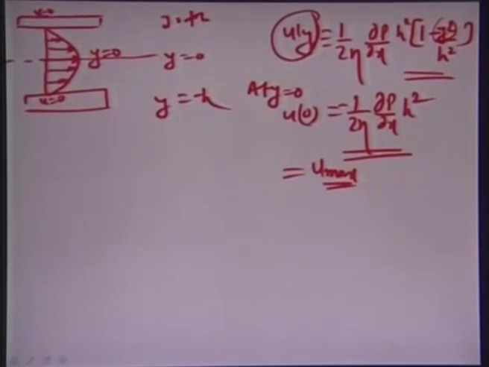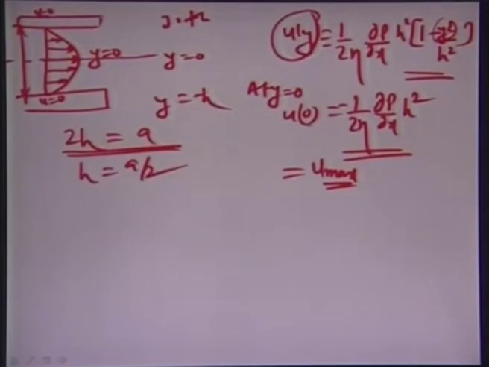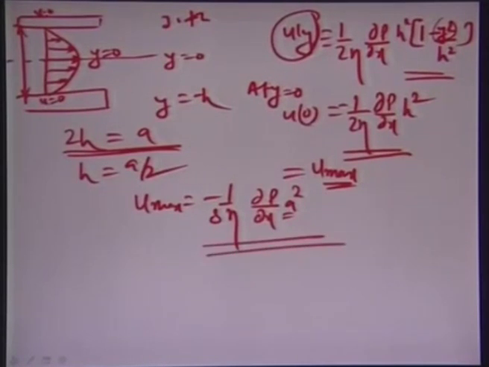If you assume a different sign convention, a different spatial location, let's say this whole 2h term that you get as a dimension, or the diameter of the capillary, is equated to something like a, so that h is a by 2. In that case, u max would be written differently as 1 by 8 eta del p by del x times the square of a, where a is the diameter. So a circular cross section of diameter a would give a u max equal to minus 1 by 8 eta del p by del x into a square. a is the diameter of this particular capillary.